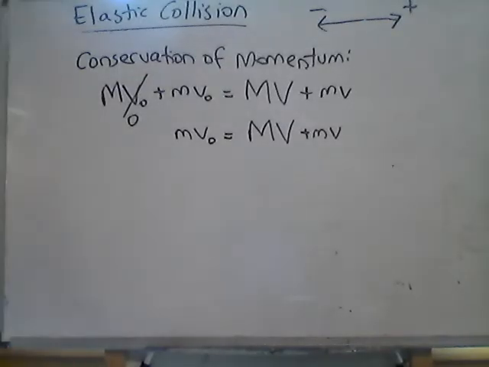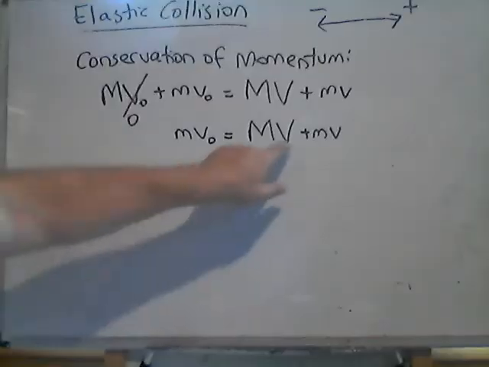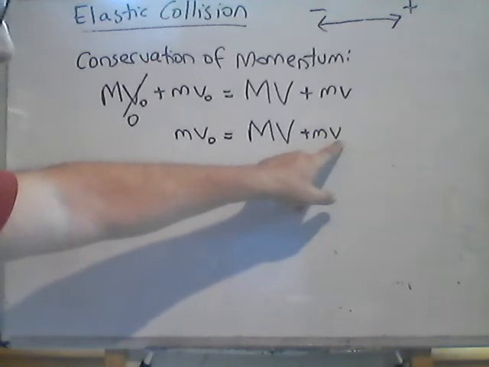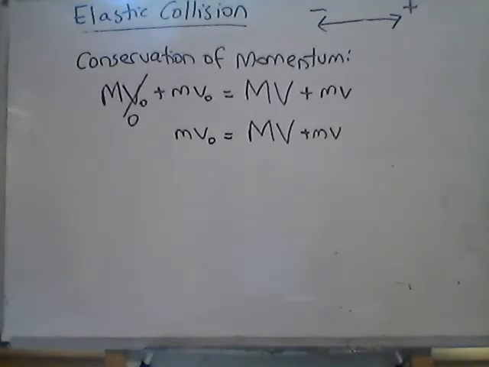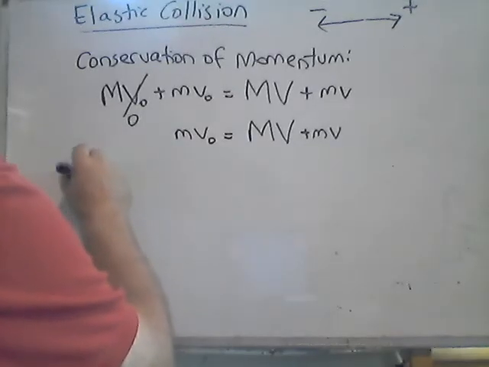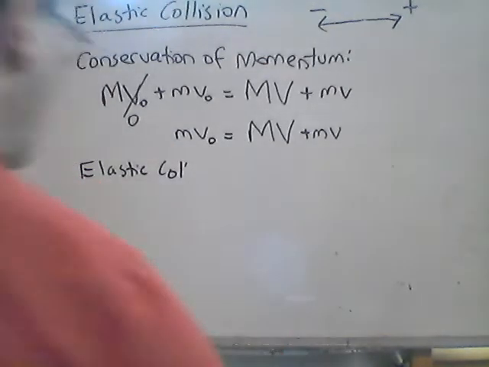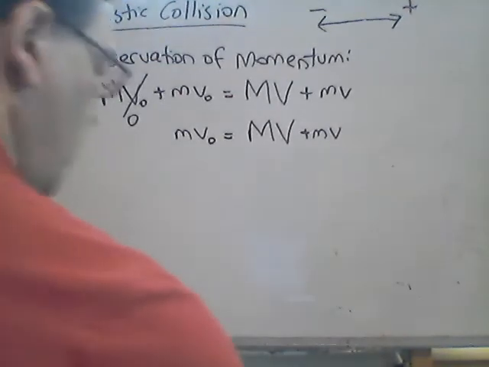Well, I'm in trouble, right? Because I only have one equation, yet I have two unknowns. I want to find the final velocity of the goalie. I also want to find the final velocity of the puck. So I have two unknowns and one equation. Unless I get something else, I can't do the problem. But wait a minute. We're told that the collision is elastic. That means I actually can use the conservation of energy. So, nice. Elastic collision means energy is conserved. It means I have a second equation. It means I can do the problem.